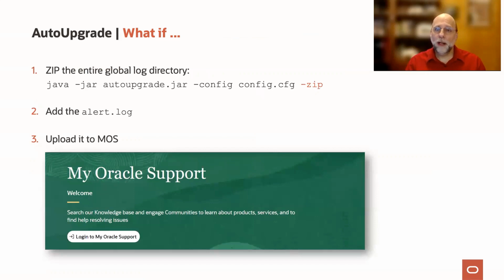Last thing about the real what-if is, what if you have a problem that means you need to submit an SR? What data is needed? What information can you provide that will make it as easy as possible for support to understand the situation and for development to fix any bugs if you find any? Well, there's a parameter called zip, the -zip parameter, that will use your config file, find all the log directories, and zip everything up into a nice package that contains everything except for the alert log that we would need to diagnose problems. So you take that package plus the alert log and upload that to your SR, and that'll make things go much smoother in your interaction with support.